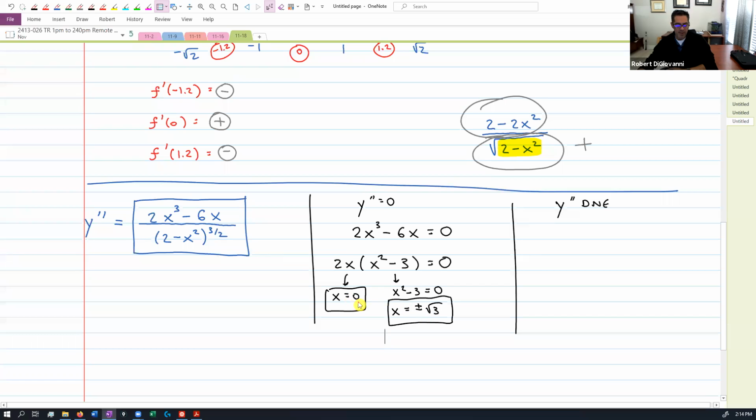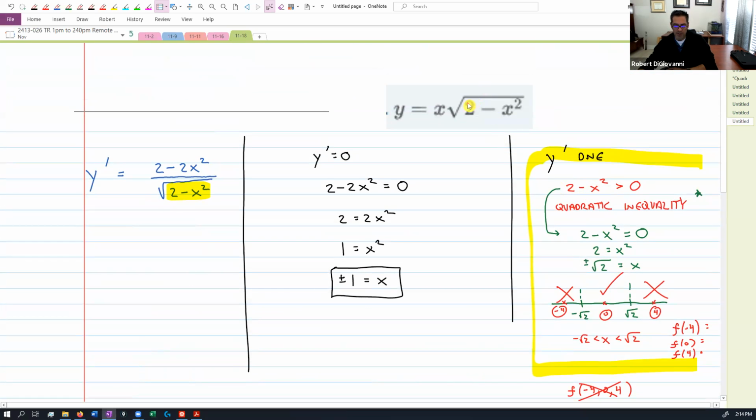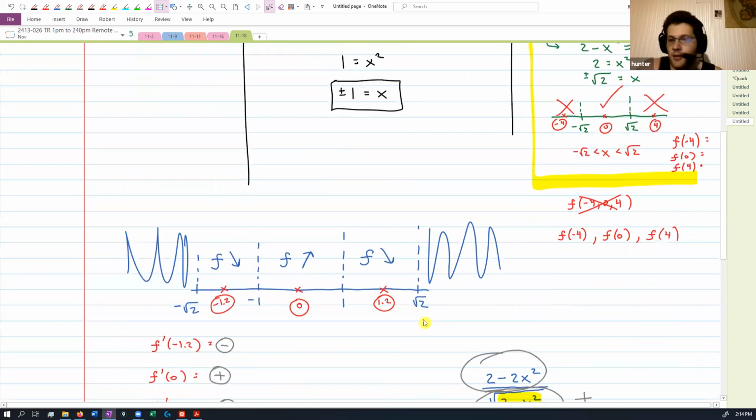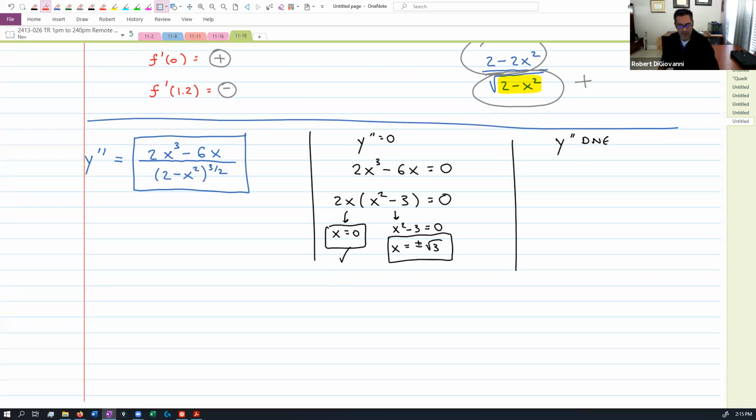Are we going to keep these? Is 0 in the domain of this function? Remember what we were talking about here. This 2 minus x squared, this thing right here better be positive, right? This is the original function. This thing better be positive, which means we better stay between negative root 2 and positive root 2. So 0's in there, right? Yeah. Root 3 is larger than root 2 though. Root 3 and negative root 3, those are outside that window. It's like 1.7, a string of numbers that won't work, right? These won't work.